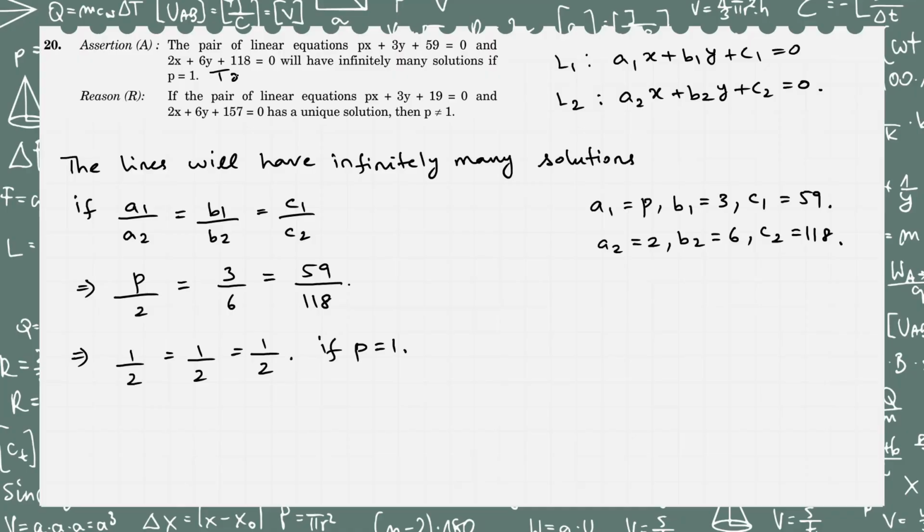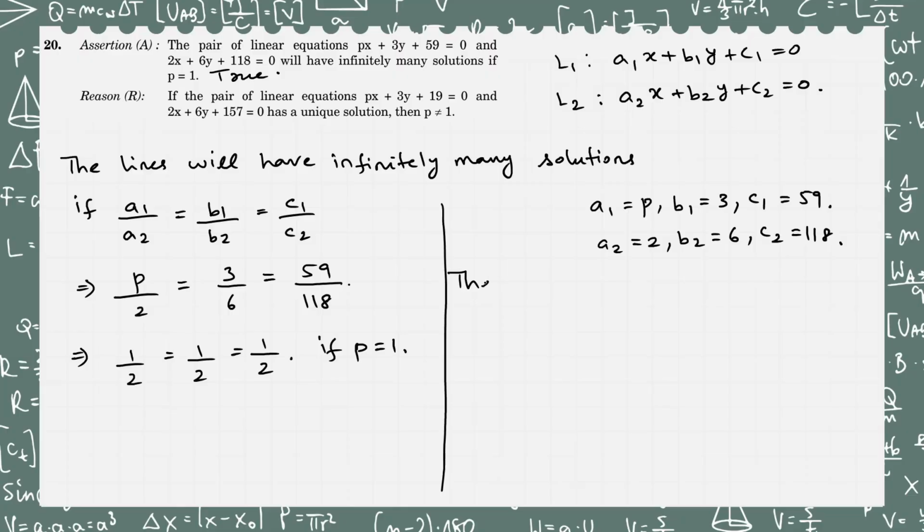So, assertion is true only. Now, let us see the next pair of lines given in reason. px plus 3y plus 19 equal to 0 and 2x plus 6y plus 157 equal to 0. We have to solve them. They are saying these equations will have unique solution when p is not equal to 1. Okay, now let us see.